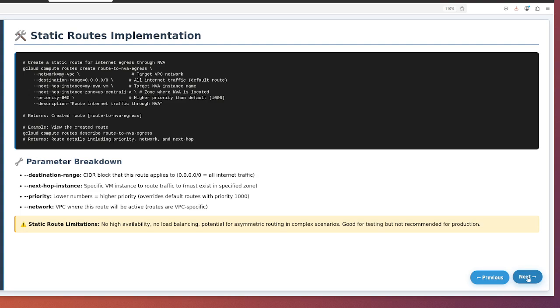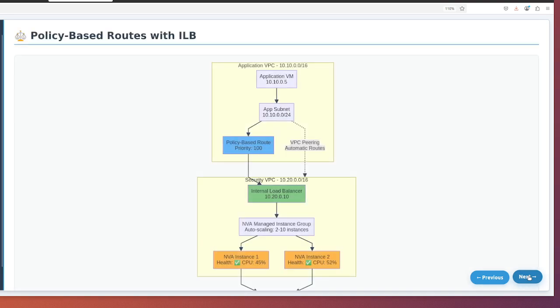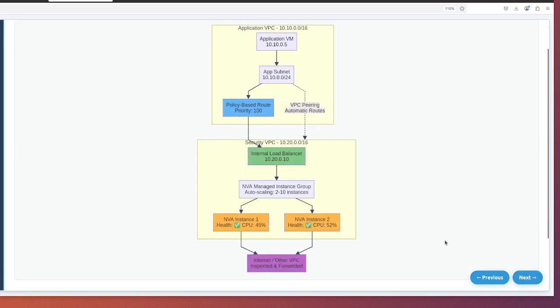This creates a routing table entry that essentially says for any traffic destined to the internet, send it to this specific NVA instance instead of the default gateway. The NVA then inspects the traffic and forwards it to its final destination. But remember the limitations: no high availability, no load balancing, and potential for asymmetric routing if you have multiple routes or complex network topologies. Policy-based routes with ILB architecture.